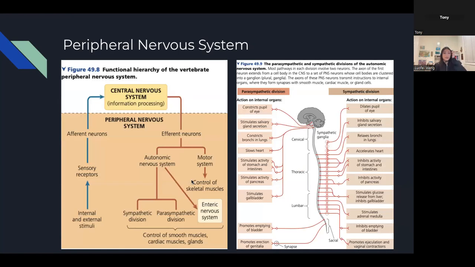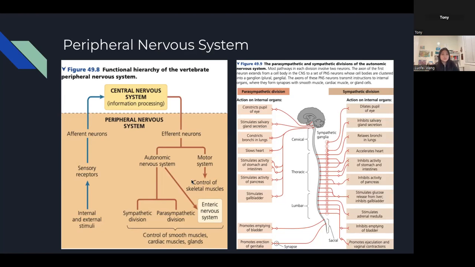Okay, and the peripheral nervous system is everything else that brings information to and from the brain and the central nervous system. There are two divisions, the motor and autonomic nervous systems. The motor nervous system causes voluntary movement responses. Like when you want to walk, that's what's controlling the walking. And then the autonomic nervous system controls involuntary responses of smooth muscle, glands, and cardiac muscle.